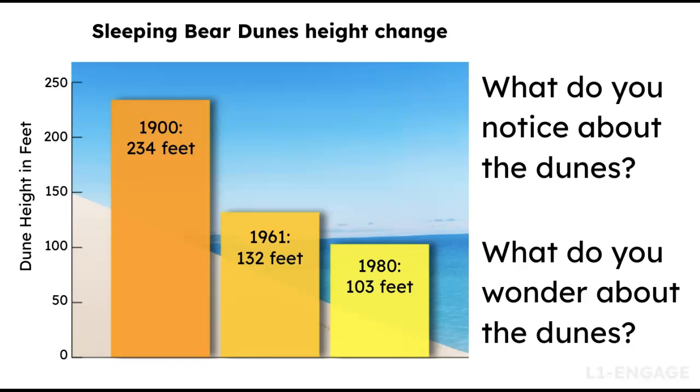You'll show students the infographic about the dunes and ask them to think of one thing they notice and one thing they wonder about. You'll allow students to turn and talk to discuss their observations. As students are sharing their observations and questions, provide them with the sentence stem, "Now I'm wondering about," to model how they can use observations to develop questions.